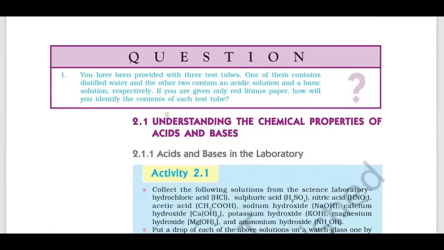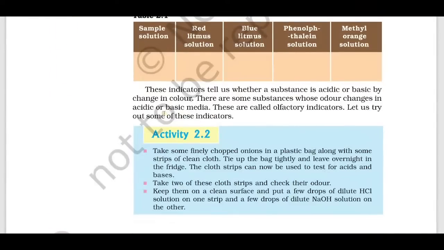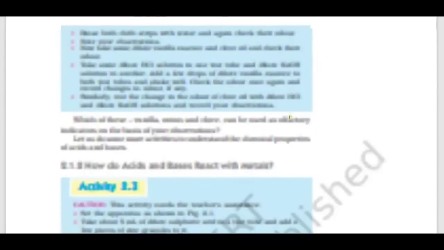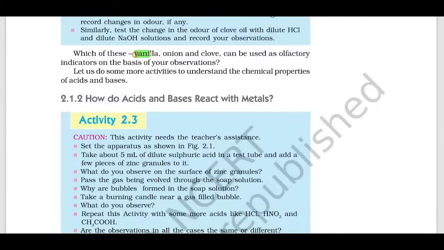Next, you should learn the examples for olfactory indicators. What are olfactory indicators? The substance which changes the odor, that means smell, in the presence of acid or base is called olfactory indicators. Examples for olfactory indicators are very important: vanilla essence, onion and clove.